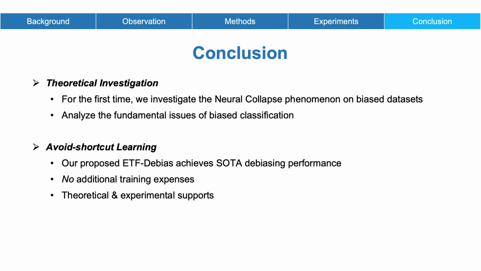In conclusion, our work presents the theoretical investigation of biased classification and proposes an avoid shortcut learning framework named ETF Debiased. For the first time, we investigate the neural collapse phenomenon on biased datasets and analyze the fundamental issues of biased classification. Our proposed method achieves state-of-the-art debiased performance with almost no additional training expenses. Our theoretical and experimental results both support the effectiveness of our framework.